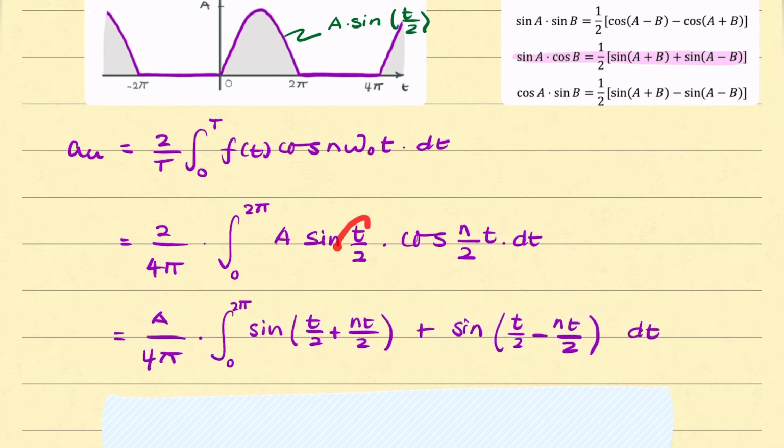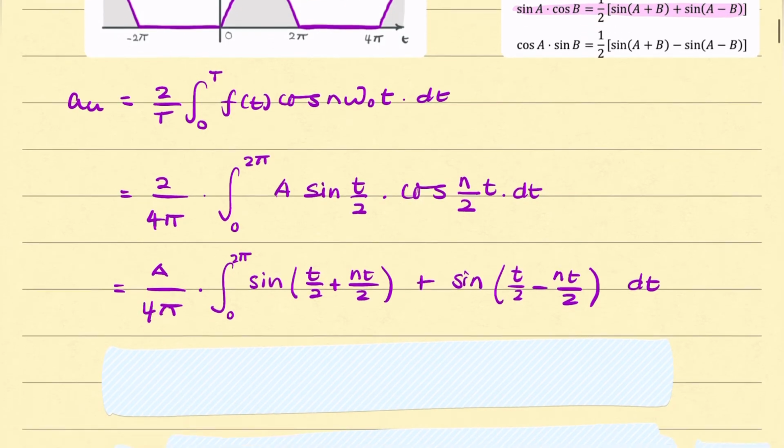So the sum, if you add t over 2 plus nt over 2, you get t over 2 plus nt over 2. And then the difference, t over 2 minus nt over 2, will be that. And between them, we have a plus. And the half, I've simply divided that by 2.